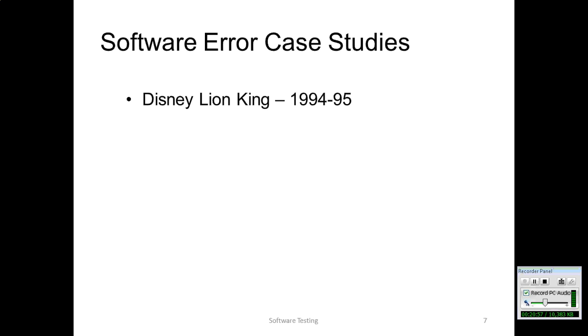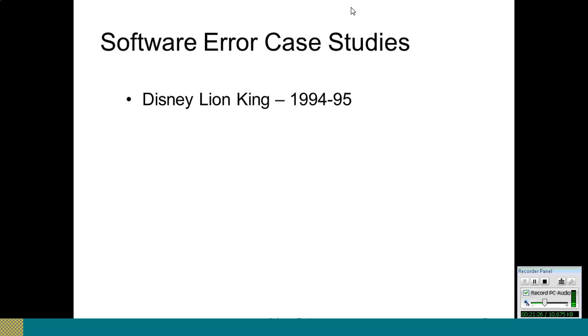First, Disney Lion King. Everybody knows Disney, especially the kids, they like Disney, and everybody wants to visit Disney once in a lifetime. So it was during 1994-95, Disney was releasing a DVD to the public, which is called Lion King. The movie name was The Lion King. This was during the Christmas time, and everybody wants to have one of those DVDs, especially the kids.